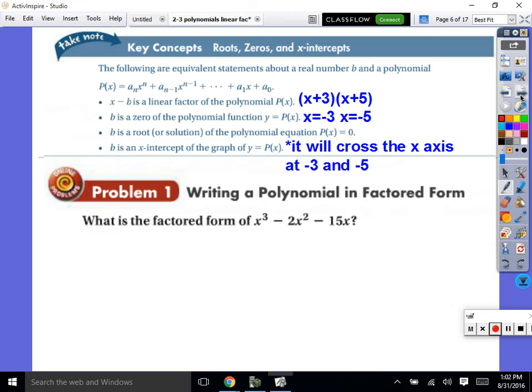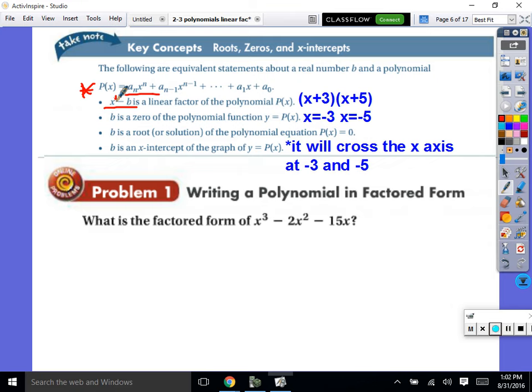So it says the following are equivalent statements about a real number b and a polynomial. So if we have a polynomial of any degree, then x minus b is a linear factor of the polynomial. So why is it linear? Because isn't x minus b x to the first? Okay? If x minus b is a linear factor, then b will be a 0 when we set our linear factor equal to 0 and solve. So b would be a 0, which is also called a root, right? Or solution. And b is also an x-intercept.